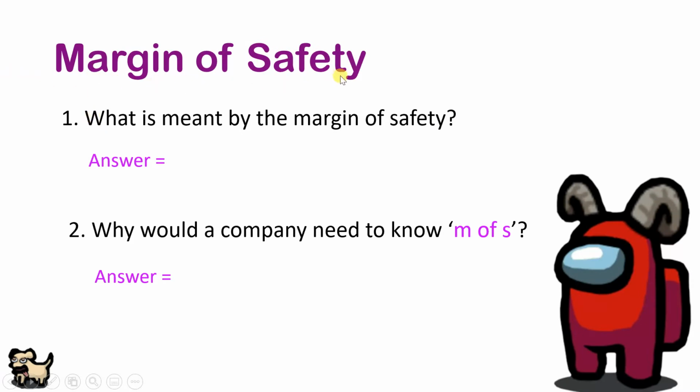So let's just check you were paying attention. What is meant by the margin of safety? And question 2, why would a company need to know margin of safety? So the first question was what it is, and the second one is why do you need to know it and how is it useful? So we've got to think about the reason you've just seen on the last slide about that allowed decrease. Why is that allowed decrease useful?